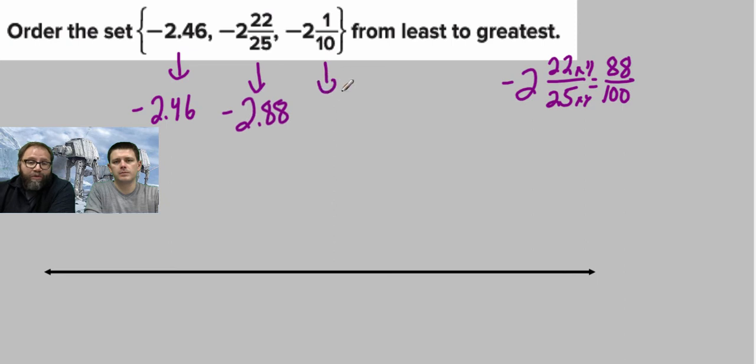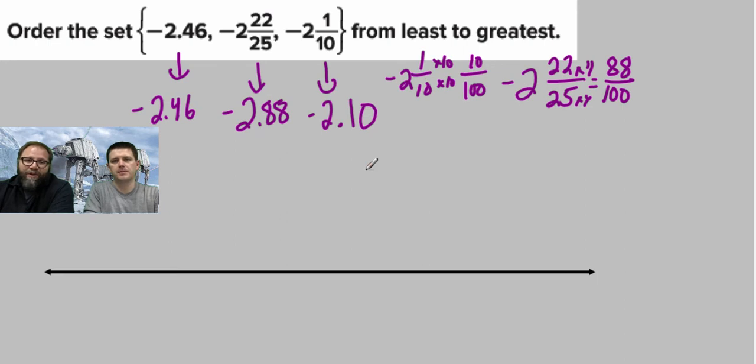Likewise, negative 2 and 1/10, there we're going to multiply the numerator and denominator by 10, giving us negative 2 and 10/100ths, or negative 2.10. I was a little behind here. That's okay. And then we'll keep that 0 there just to keep our justification, so we've got the same length of numbers there.